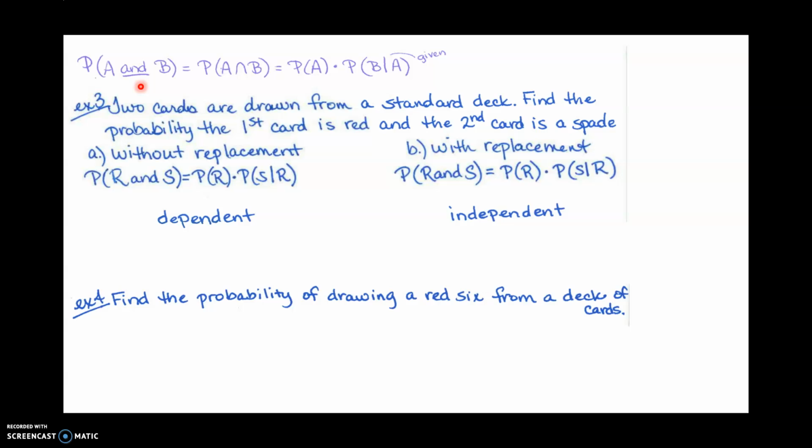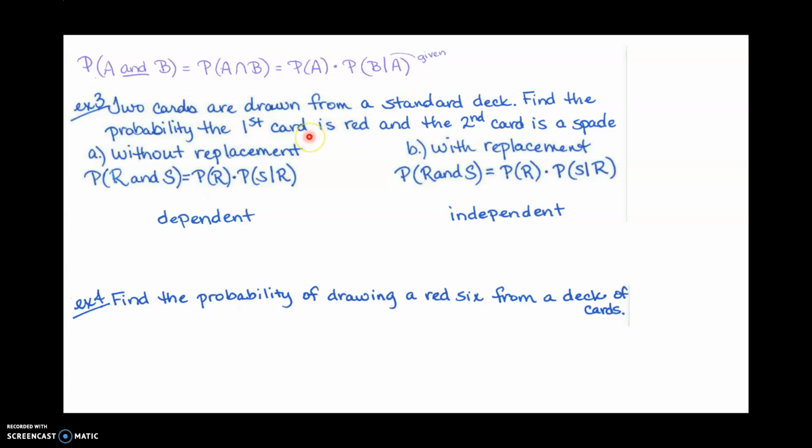All right, then the next formula that we have is the probability of A and B. So the probability of A and B can also be written as the probability of A intersected with B. That's the probability of A times the probability of B, and this line right here is read given. So the probability of B given A. So here's what they're saying. We're going to find the probability of A, and then we're going to find the probability of B if we know that A is already true. It's given that A is already in play.